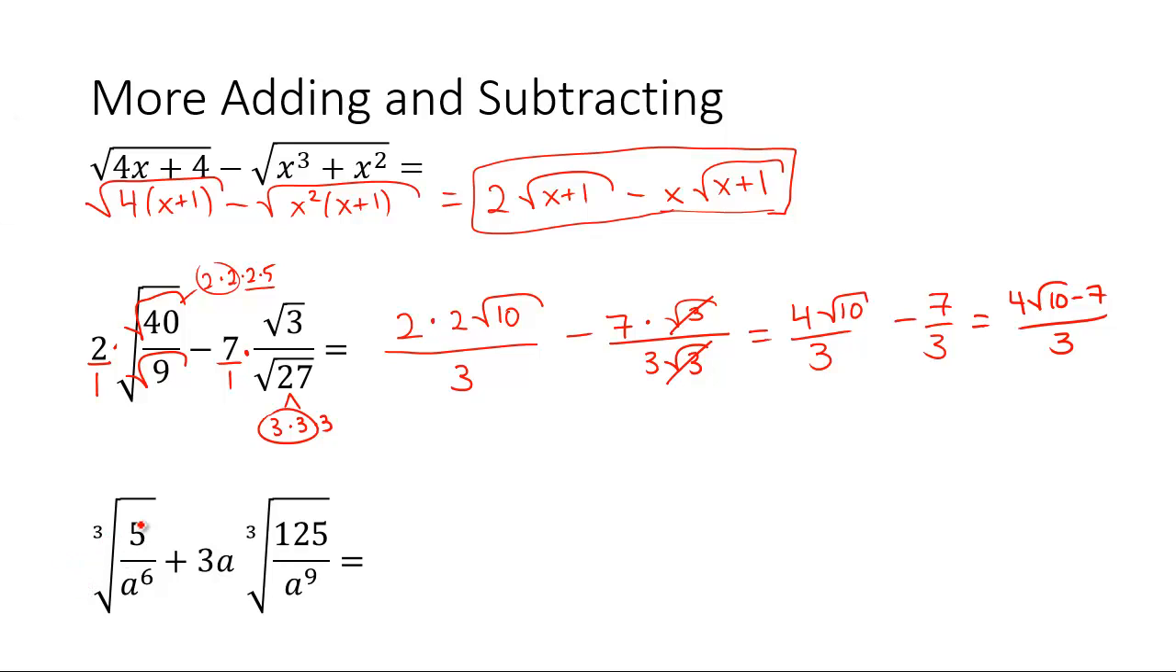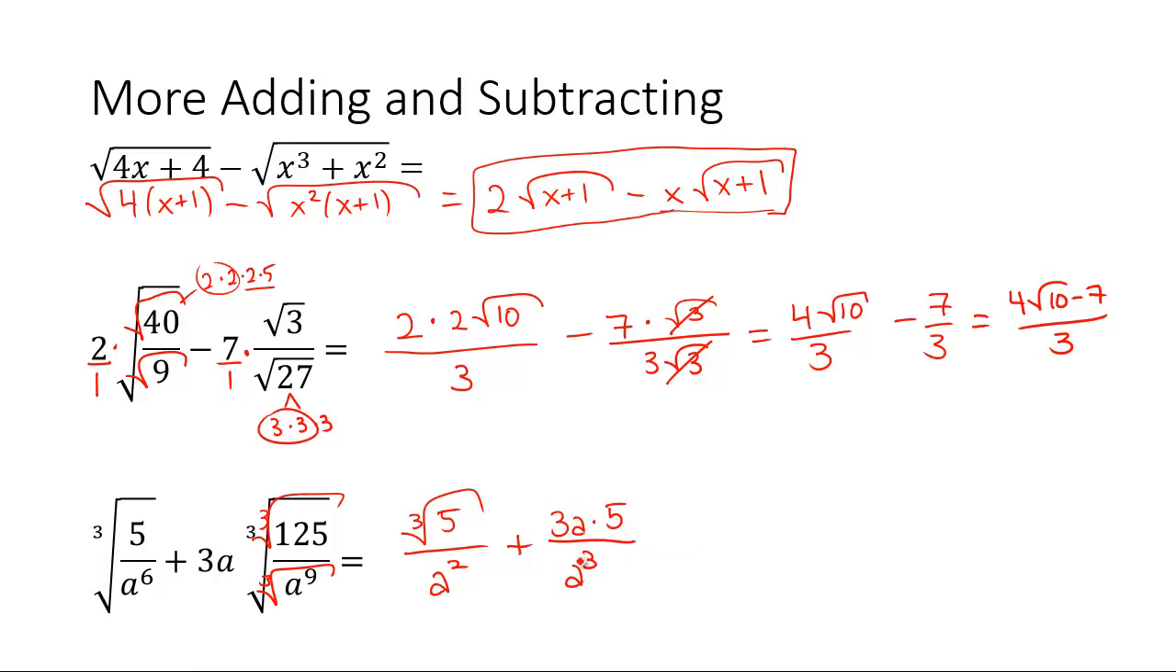Alright, and let's check this one out. So we've got cube root of 5 over cube root of a to the 6. So what's that? Well, that's a squared, because a to the 2 to the 3 cube rooted leaves you with a squared, plus 3a, that's on top, times cube root of 125. But what's cube root of 125? Oh, you should recognize that one, because 5 cubed is 125. So that's times 5 over cube root of a to the 9, which will be a to the 3.